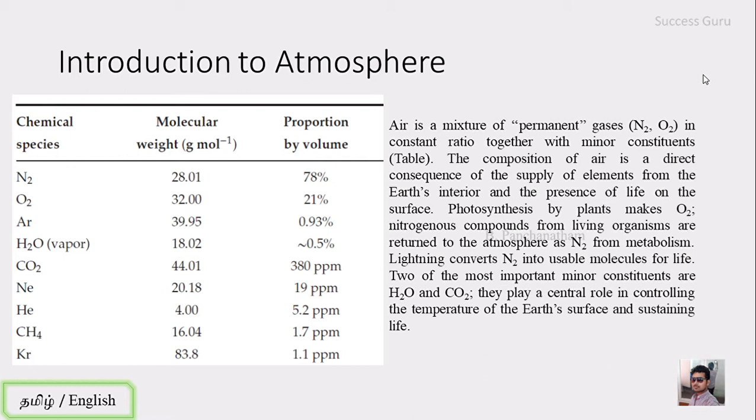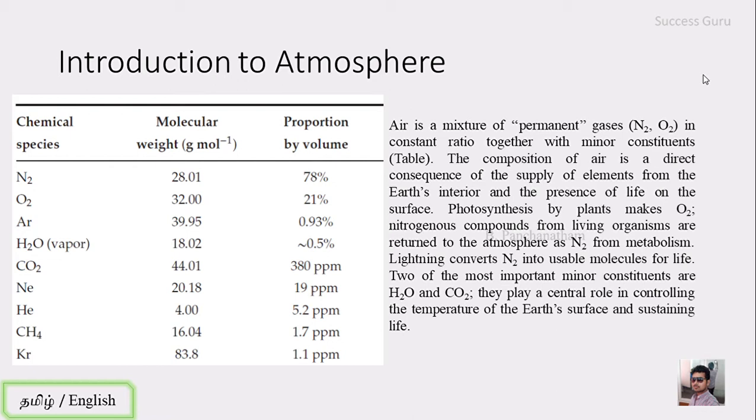The composition of the air is a direct consequence of the supply of elements from the Earth's interior, because anything that is in the atmosphere will be from the surface of the Earth, right? There is very little probability of finding something in the atmosphere which is not on the Earth. And the presence of life on the surface also controls and contributes to atmospheric composition. Let me give you an example. Photosynthesis by plants makes O2, nitrogen compounds from living organisms are returned to the atmosphere as N2 from metabolism, and lightning converts N2 into usable molecules for life.